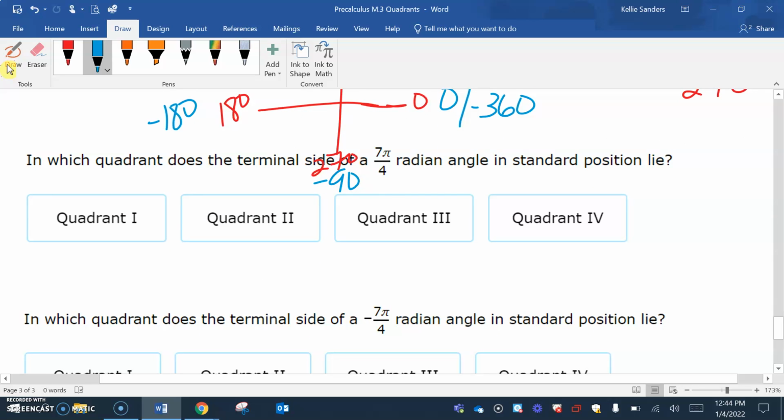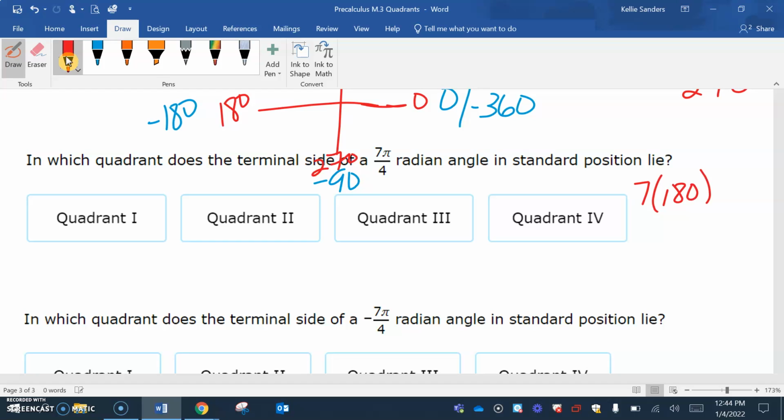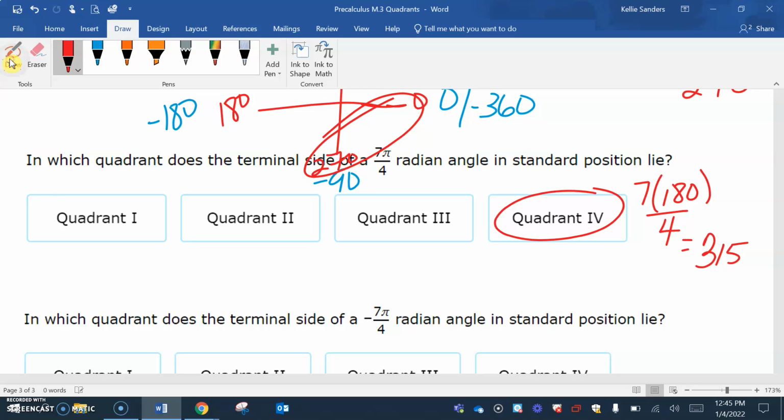So on these, which quadrant does the terminal side of 7 pi over 4 lie? Well, we're not really comfortable with the radians yet, right? So what you could do, instead of radians, we can convert it to degrees. So 7 times 180 divided by 4 is 315. And 315 is between 270 and 360. So that's in quadrant 4.